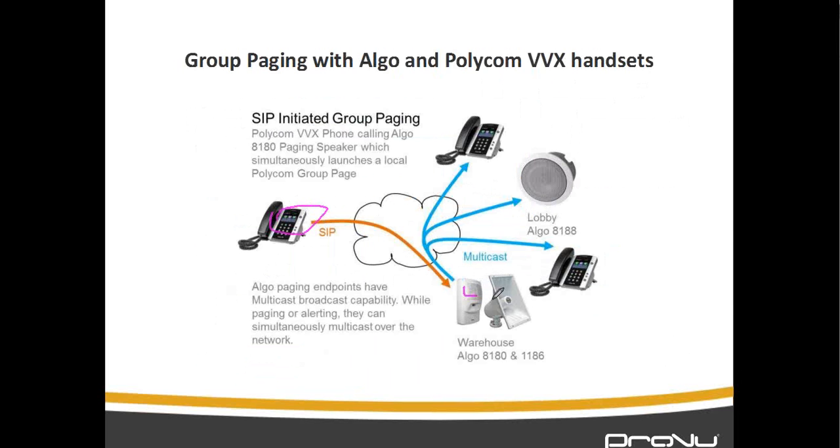So the only thing we're using in the middle is one call from the main master system to the Algo, and the Algo then keeps everything in-house and distributes audio on the multicast address, which everything is listening on. So it is quite simple. In a hosted solution, you only need one extension on the Algo, and the Algo can distribute the audio.